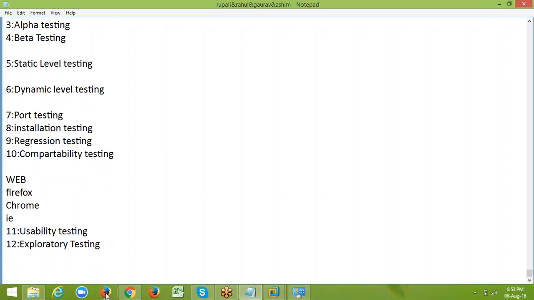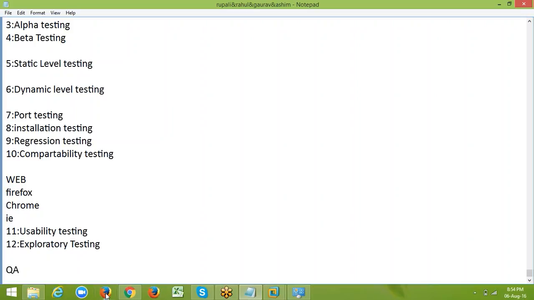Exploratory testing means what? Actually, this type of testing is not done by us, whereas QA people, the quality assurance people, do it. What they are doing is, without documentation in their hand, they are not taking any documentation, they just come to our company and then they are going to test the project. So the total project, from first to last, they are going to test without documentation in their hand.